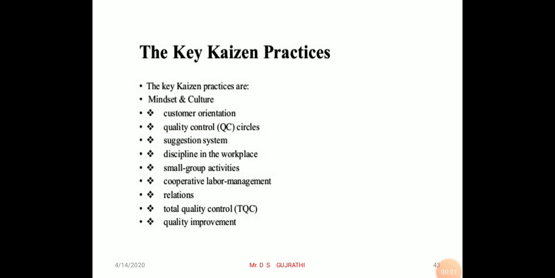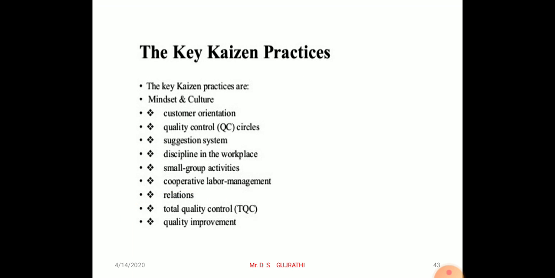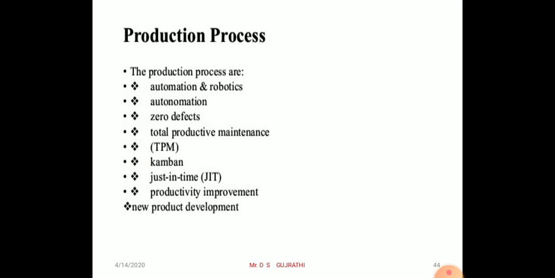This is the fifth lecture of chapter 2. In the last lecture, we studied about Kaizen, which means change for the betterment. Now we'll study about the key Kaizen practices. The key Kaizen practices are mindset and culture first, then second is the production process.